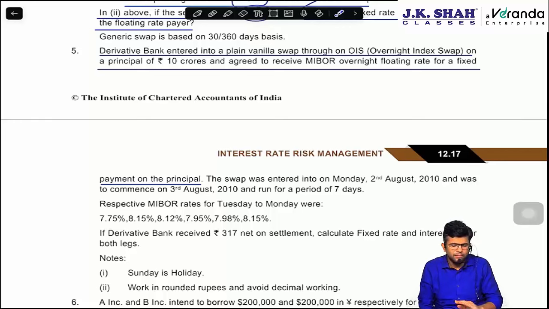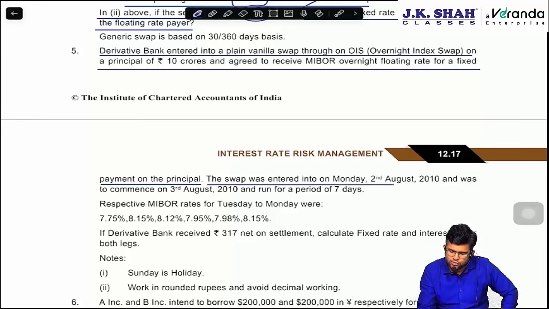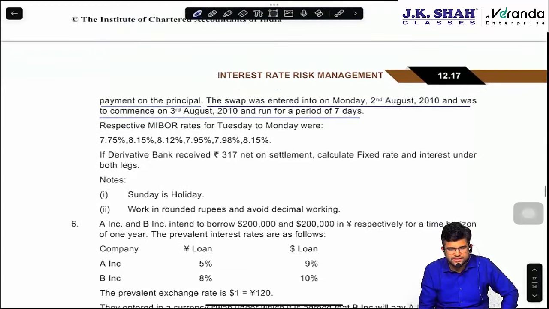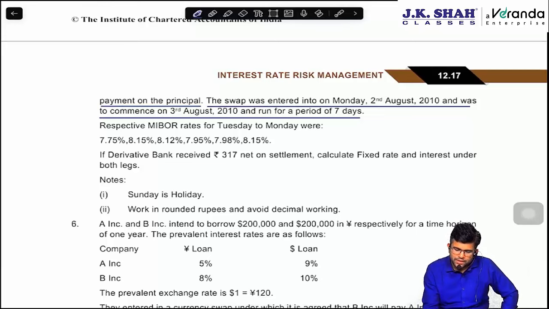The Institute has solved it in a particular fashion. Please understand. The principal is 10 crore. The swap was entered into on Monday, that is 2nd August, and was to commence on 3rd August. It commences on 3rd August and will run for a period of 7 days. It's a 7-day swap. Everyone clear?